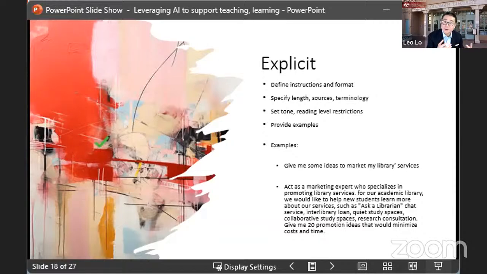At the same time, you can set the tone. Do you want it to be professional? Do you want it to be conversational? And reading level too. If I want something that's explained in a very simple way, I'll just say, hey, explain it to me at a high school level, for example, or at a graduate level. So you can be explicit about what you want. And also you can provide an example for it and say, hey, this is what I want. This is like this paragraph. Answer it like this. So providing an example, being explicit about what you want, can help a lot.